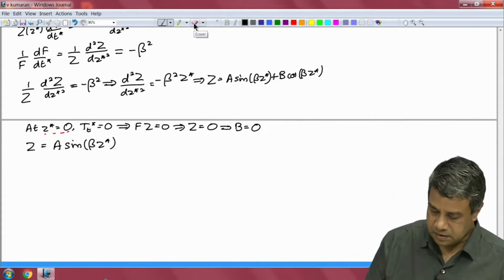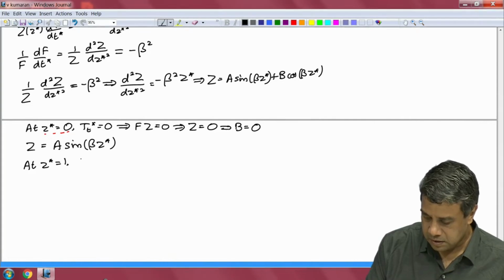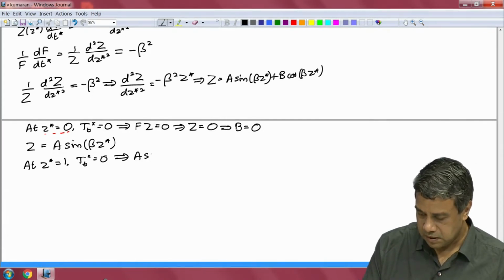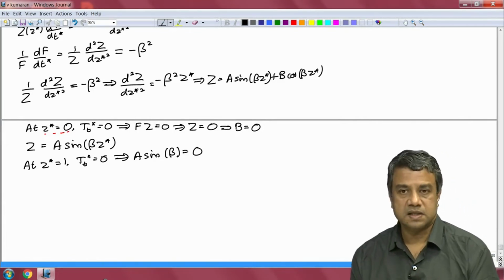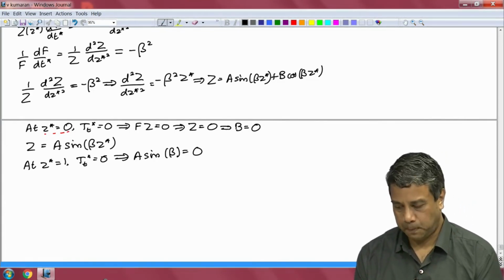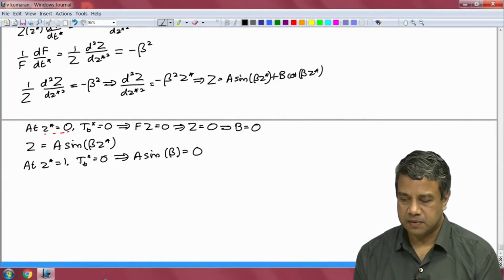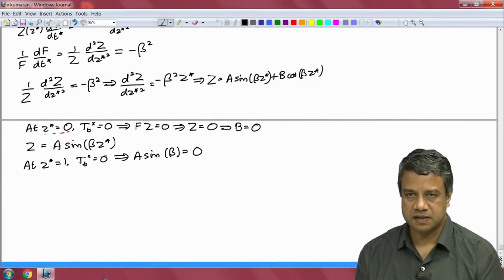Now, there is a second condition: at z star equal to 1, T transient is equal to 0, and that implies that A sine of beta is equal to 0. At z star equal to 1, A sine of beta equals 0. This can be satisfied if A is equal to 0, but in that case capital Z is equal to 0 and you get a trivial solution. T is equal to 0, and that does not satisfy the initial condition.